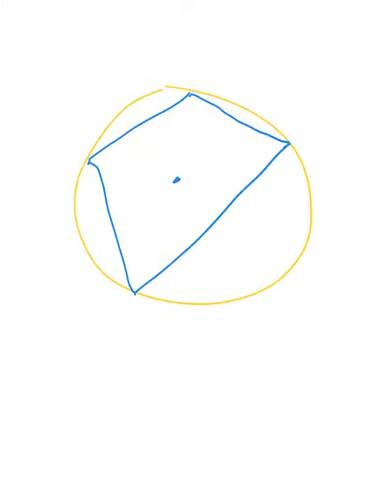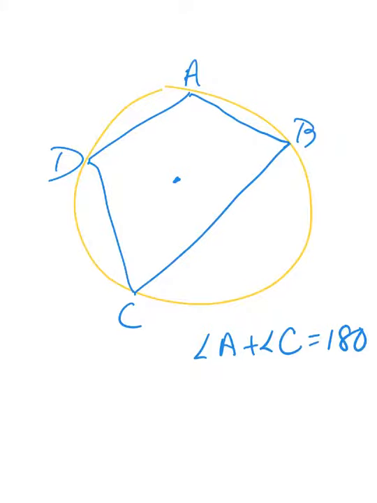Got it? If you have a quadrilateral inscribed in a circle, its opposite angles are going to be supplementary. So A, B, C, and D. Angle A plus angle C equals 180, and angle B plus angle D equals 180. Their opposite angles are supplementary.